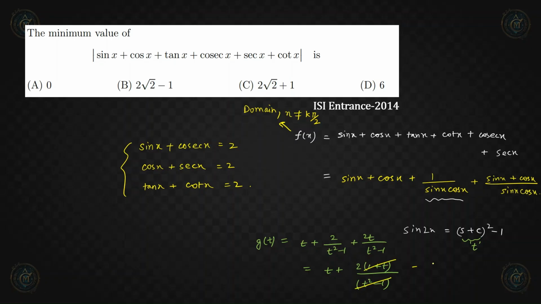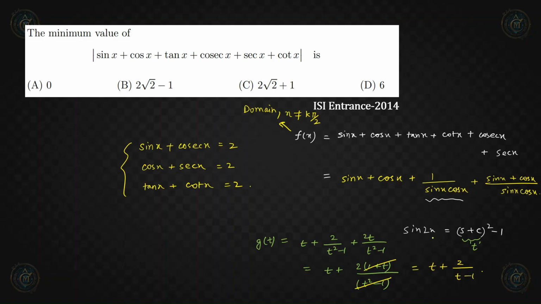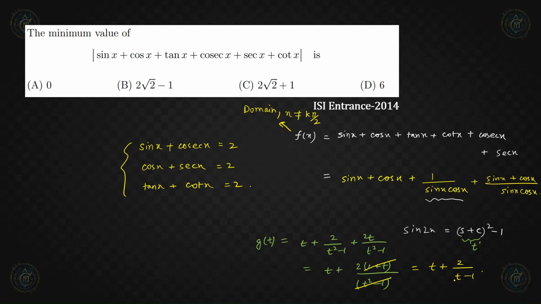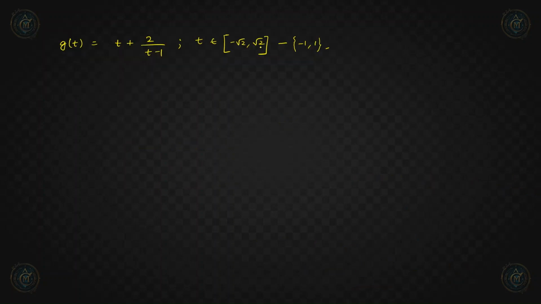We can write this as t plus 2 divided by t minus 1. Okay. So our g of t becomes t plus 2 divided by t minus 1, where t belongs to what? T belongs to the range minus root 2 to root 2. Why this range? Because as we discussed, sin x plus cos x equal to some t, right? And the range of sin x plus cos x is already known to us, which is equal to minus root 2 to root 2, closed. But we have to exclude these points t equal to plus minus 1, because we are saying that t square minus 1 is non-zero, right? So we have this function here.